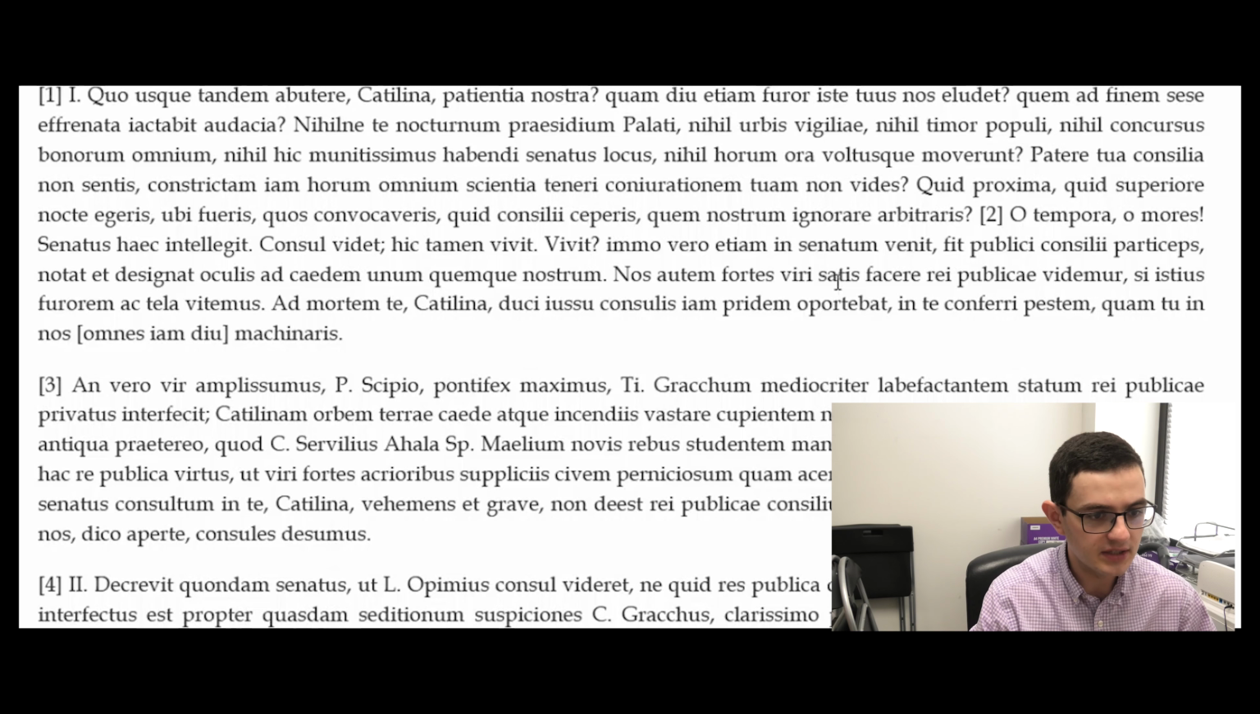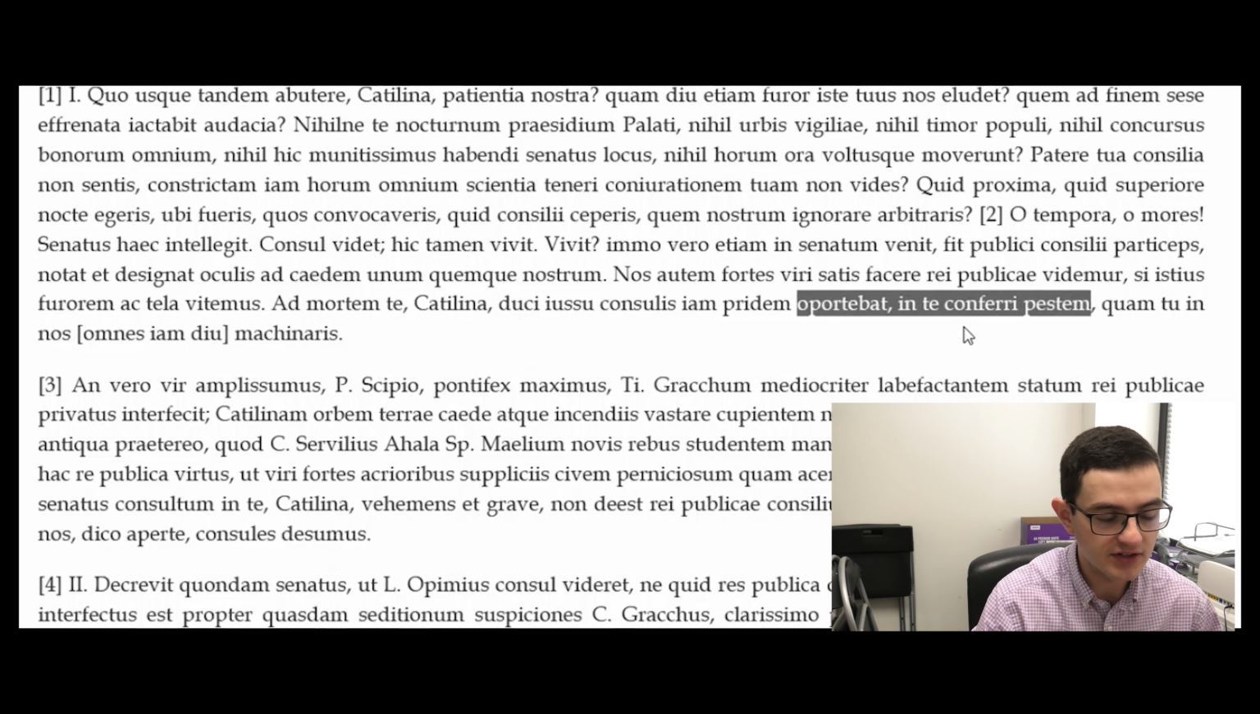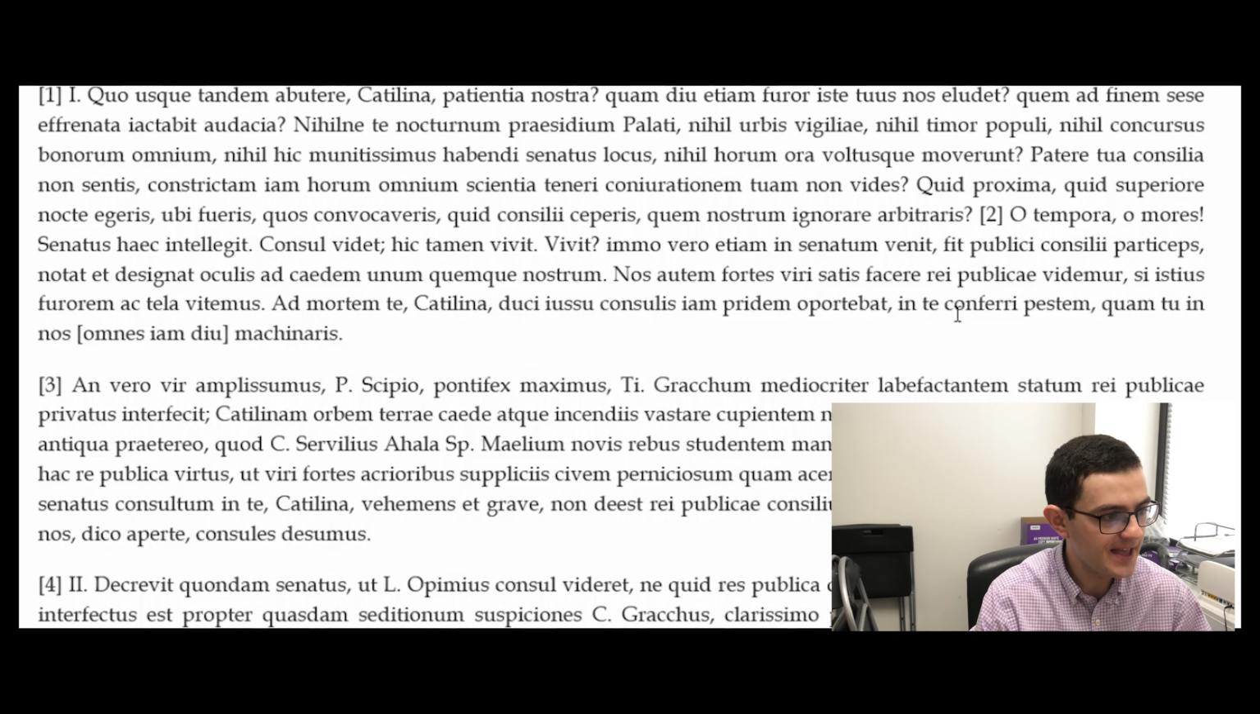We would usually, between oportebat and then in te, expect some sort of conjunction, but Cicero has left it out, so we have another asyndeton here, and we've got our verb at the end, machinaris, which is second person present deponent, but with iam pridem before it, it's best to translate this as perfect progressive, have been devising, or something like that. Right, that is it for the second section.